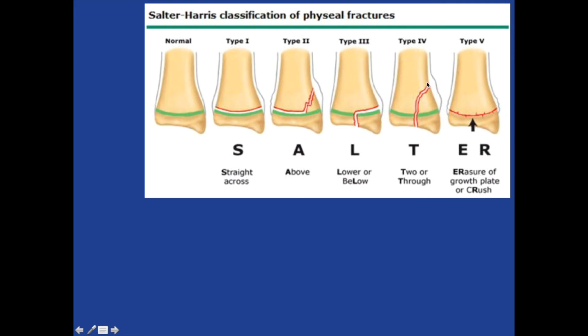The T is for two, so it goes through both the metaphysis and the epiphysis, and the ER is erasure, or R for rect. So straight across, above, lower, through both, or rect. And so these are 1, 2, 3, 4, and 5.